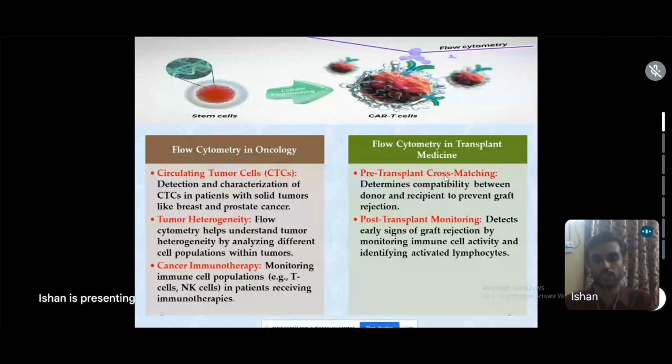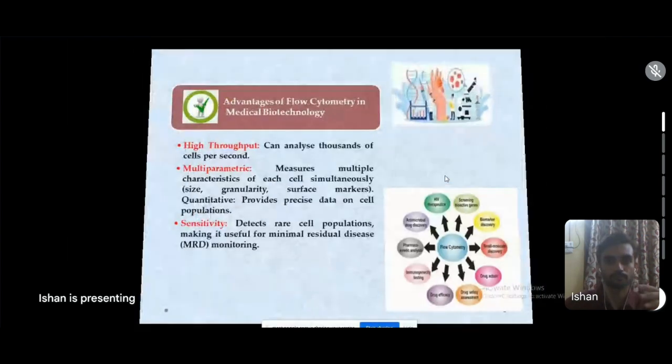Then there is post-transplant monitoring. When we transplant or transfuse blood or anything else, this detects the early signs of graft rejection, whether our immune system has accepted the transplant or is showing some immune response, because sometimes there is a delayed immune response or some kind of delayed hypersensitivity. It is not an acute response; it can be a chronic or delayed response. So post-transplant monitoring detects early signs of graft rejection by monitoring immune cell activity and identifying activated lymphocytes.